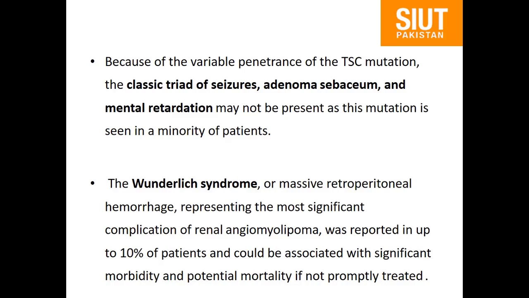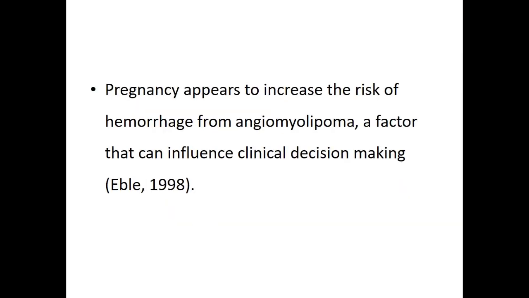Another one we have is Wunderlich syndrome. It is important because it is a medical emergency that results from massive retroperitoneal hemorrhage, or basically rupture of these masses. It is an important complication of renal angiomyolipoma, reported in up to 10% of patients, and could be associated with significant morbidity and potential mortality if not promptly treated.